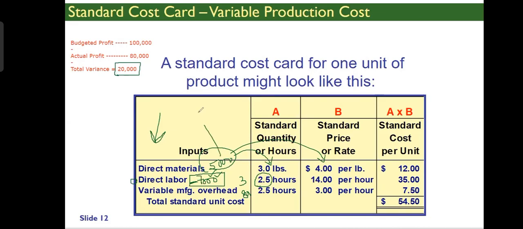If you paid expensive, if your purchase price is $5 per pound, then you go and talk to the purchase manager. You are buying goods expensive. But if it is about the usage, like instead of using 3 pounds, you are using 3.5 pounds, then you talk to the production manager.